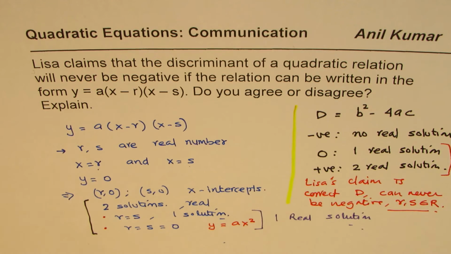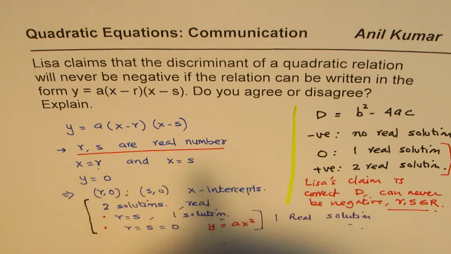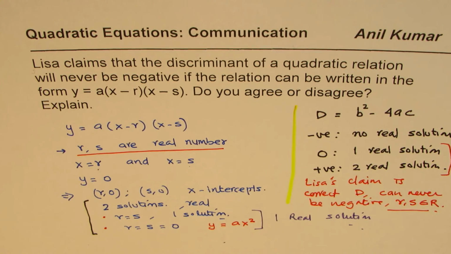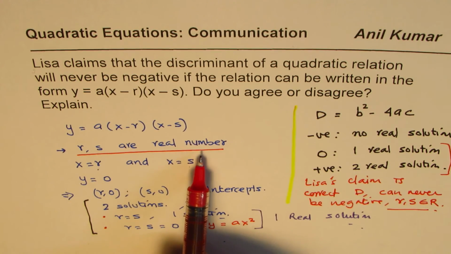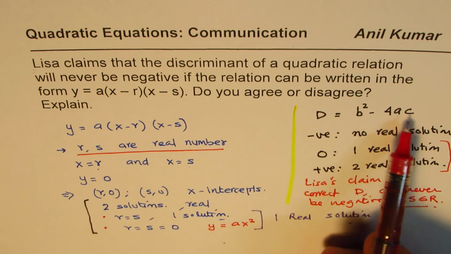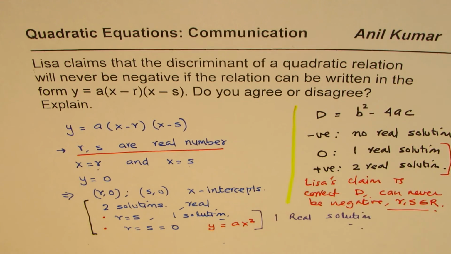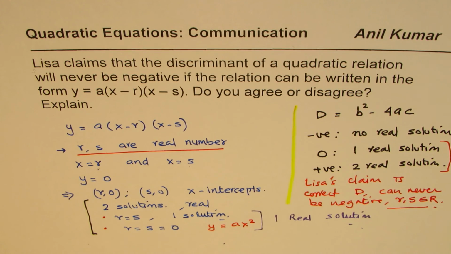Remember, in this question, it is very important to specify that r and s are real numbers. If they are complex, then Lisa could be incorrect. That means we have imaginary roots, and in that case the discriminant could be negative. So anyway, I hope that helps.